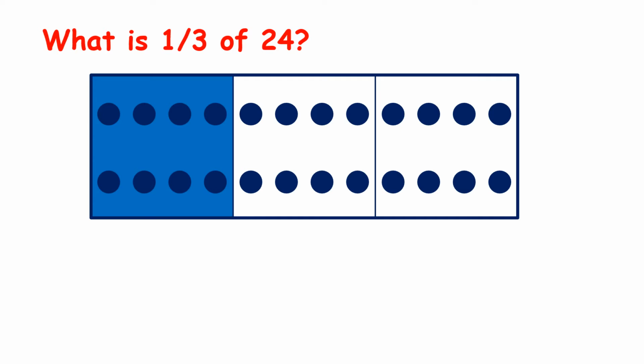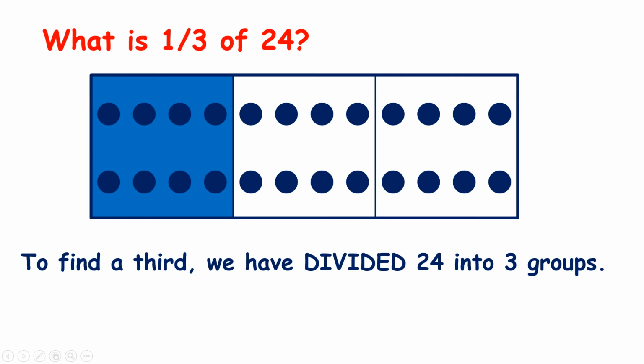So what is 1/3 of 24? Well, I've shown it here with 24 circles, and we can see as a fraction we're looking at 1 part out of 3. So we can see that 1/3 of 24 is 8, and what we've really done is divided 24 by 3. And because 24 divided by 3 is 8, 1/3 of 24 is 8.